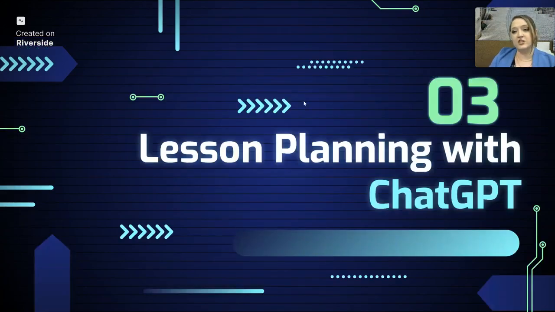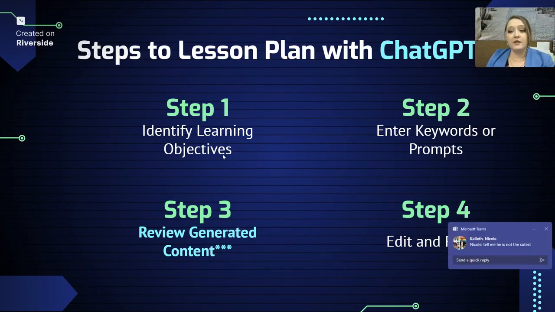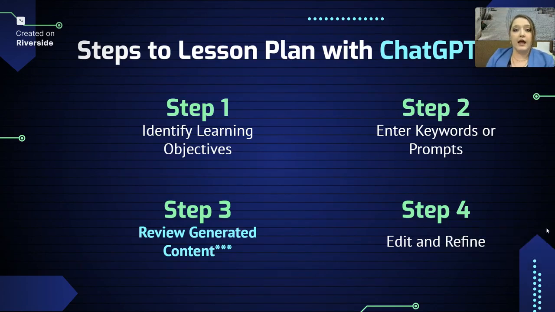So, lesson planning with ChatGPT, how do we jump in and do this? The first step is that we need to identify our learning objectives. Just like if we were lesson planning not using AI, we need to know what the learning objective is, what the state standard is, and then from there, we will move forward and create a lesson based on that.